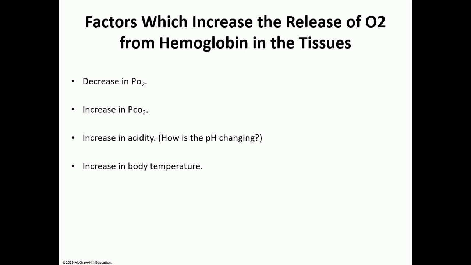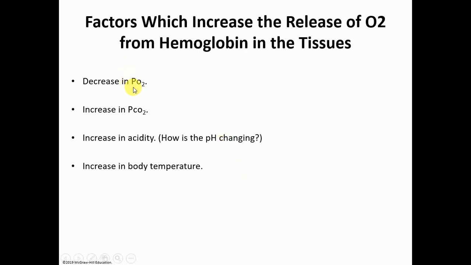Now, how is it that I can increase the release of oxygen from hemoglobin? So hemoglobin is basically a chemical that does not have a brain. It cannot see that now I'm in the tissue, I have to let go of oxygen. So what are the clues for hemoglobin to let go of its oxygen?